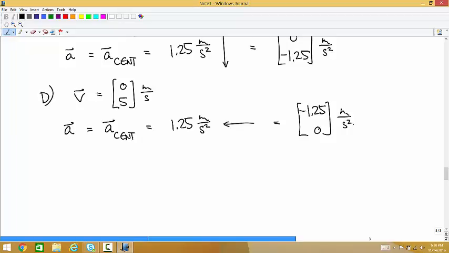Any questions about that one? E? Oh. What is the net force vector applied to the object in part A through D? Okay, so it's 100 kilograms. Wow, that's big.